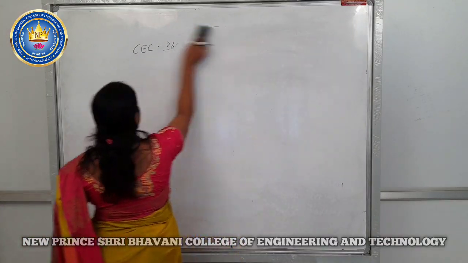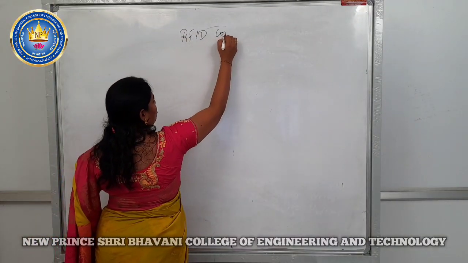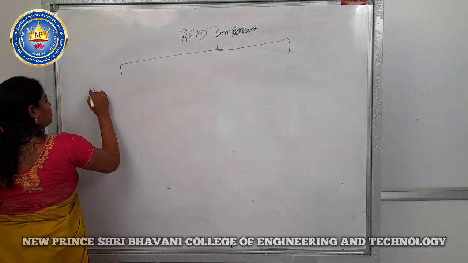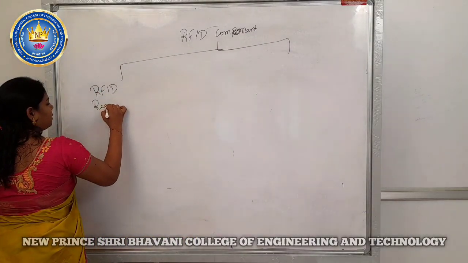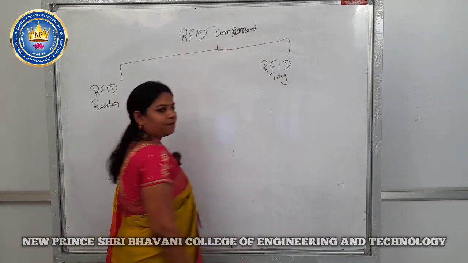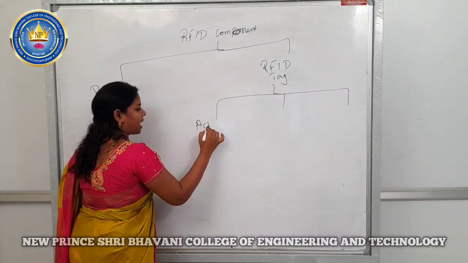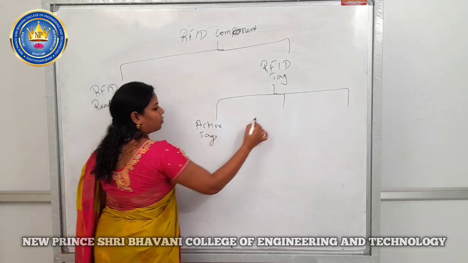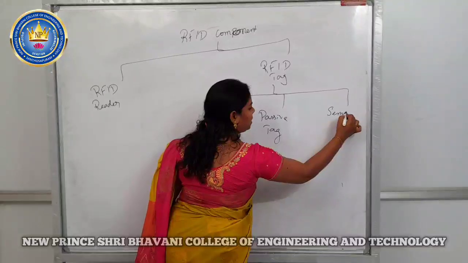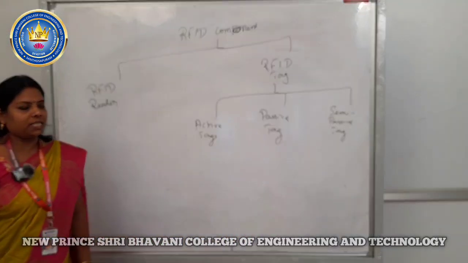The major components of an RFID system, as we already discussed, are simply an RFID reader and an RFID tag. Here the RFID tag is also classified into three types. One is the active tag, another is the passive tag, and the last one is the semi-passive tag. So what is the difference between these three tags?